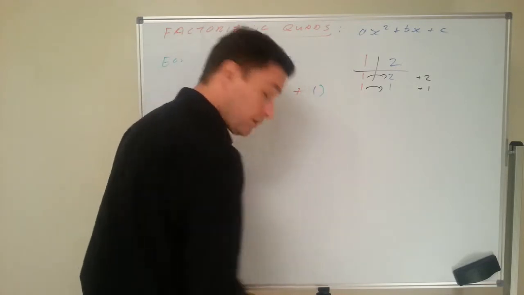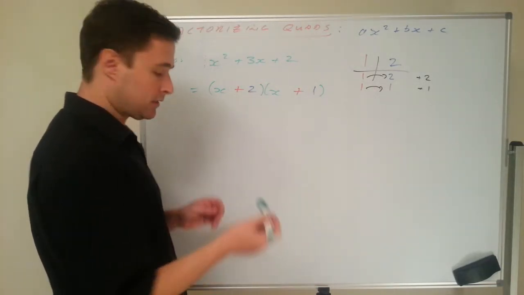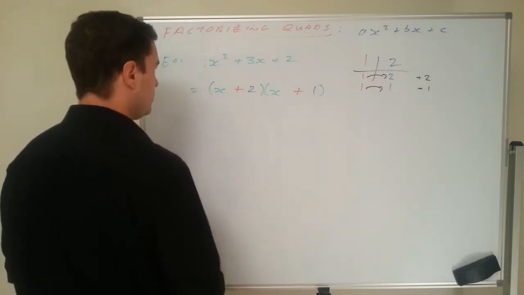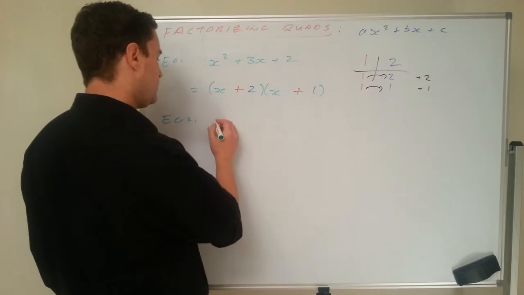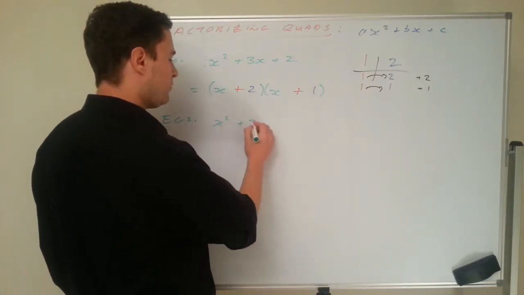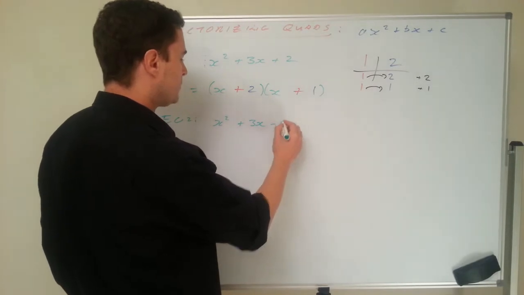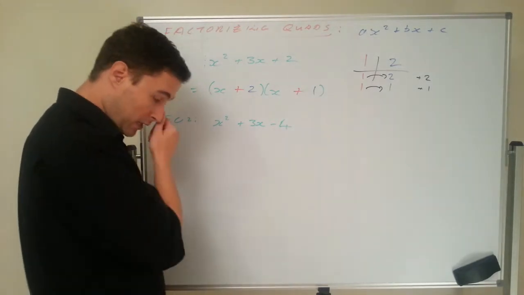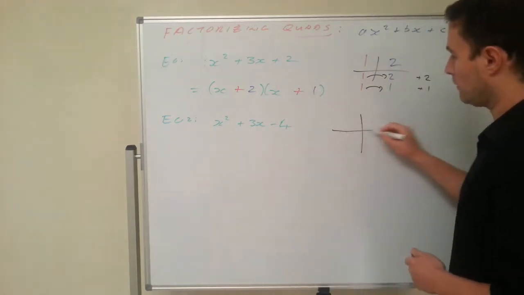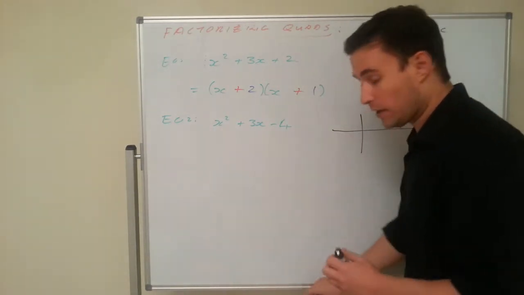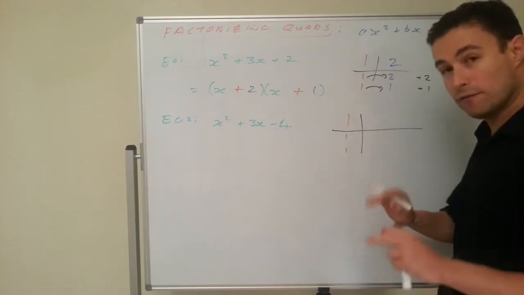Okay, let's take a look at another one. Example 2: x squared plus 3x minus 4. Again, let's look at the factors of this. I'm looking at the factors of x squared, which is just 1 and 1, for now. But get into the habit of this.